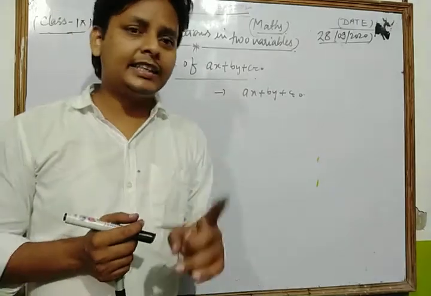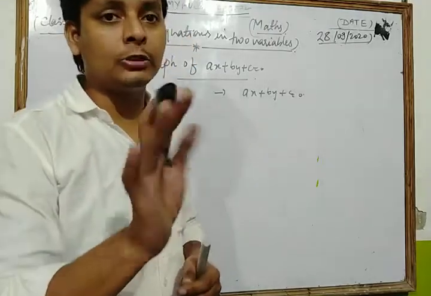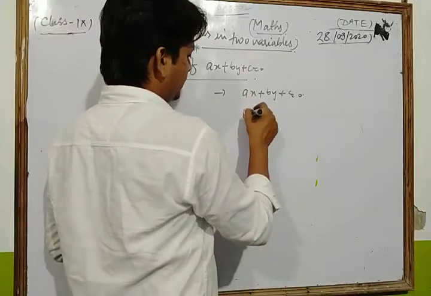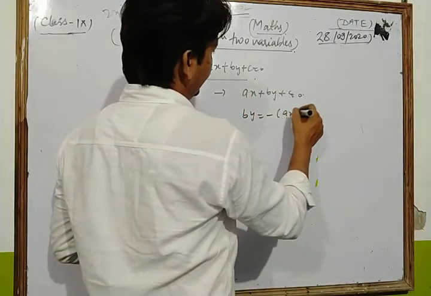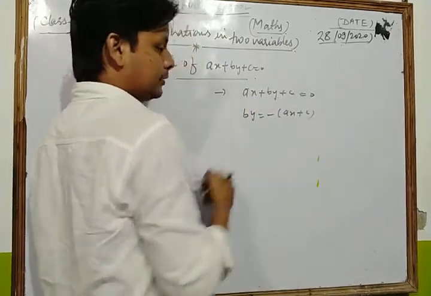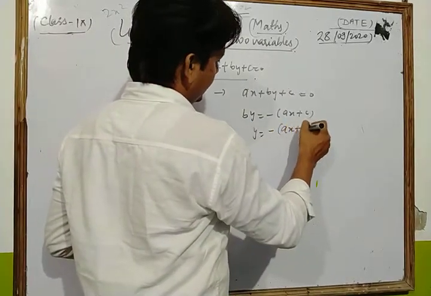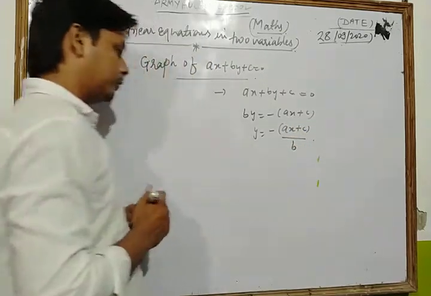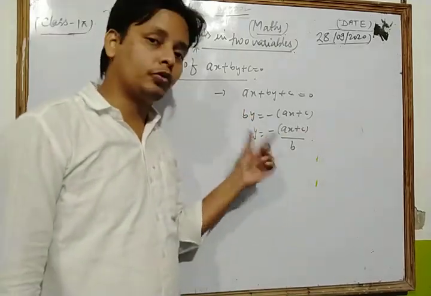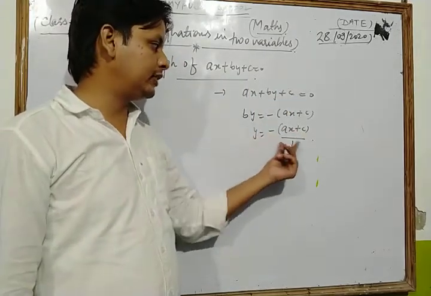Now in the second step, dear friend, you express y in terms of x. Look here, by is equal to minus (ax plus c). We transfer ax and c to that side, so we get minus. So the value of y is equal to minus (ax plus c) upon b. Look, dear friends, first you write the given equation which is given in your question. In the next step you express y in terms of x.